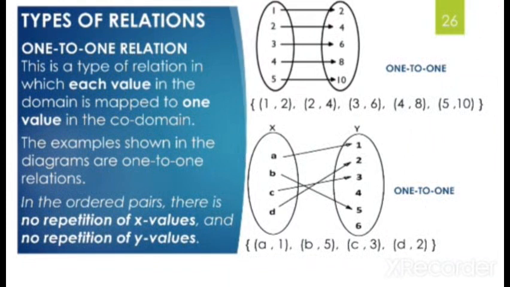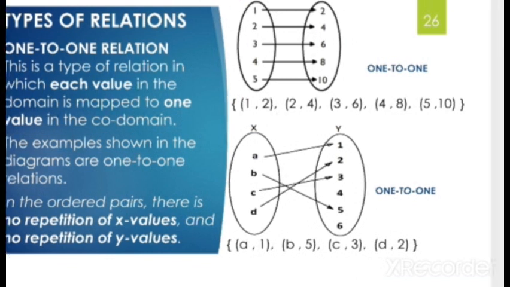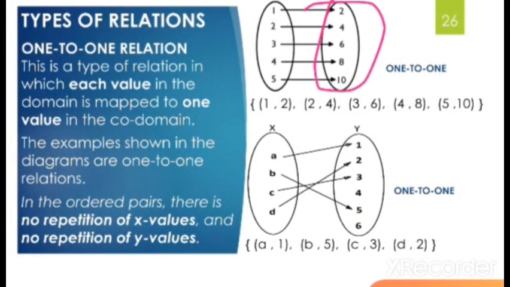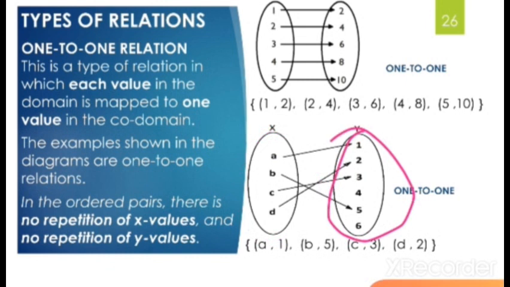One-to-one relation. In a one-to-one relation, we want to see that each member in the domain has one image in the codomain. So when we have a look at the first diagram, this is the domain, and each of them has one image in the codomain. And because of that, we say that this is a one-to-one relation. The same thing can be said of the second diagram. Each member of the domain has one image in the codomain.